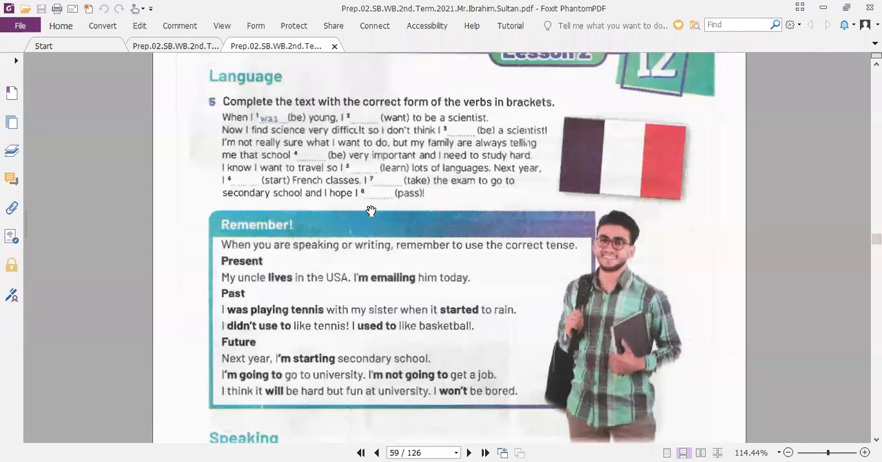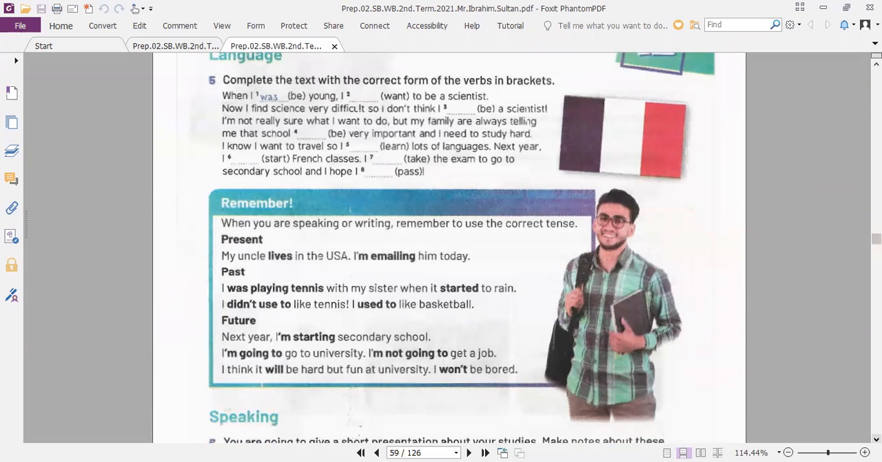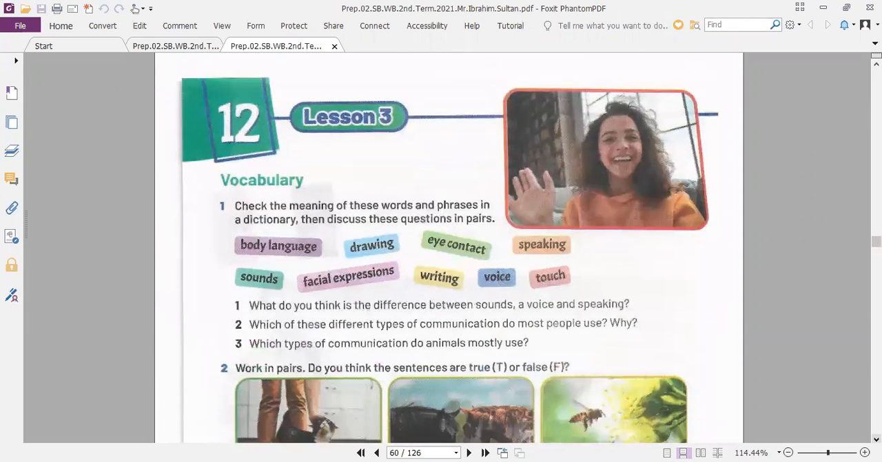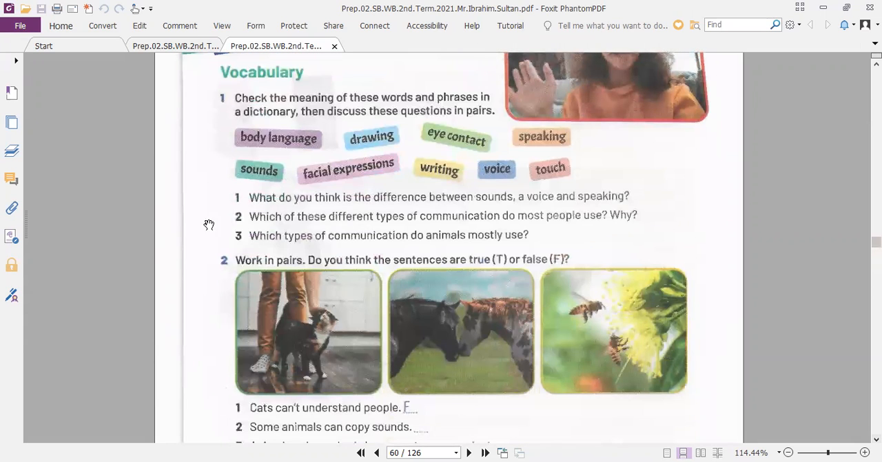Okay. And we have now page 58. And we have some expressions here. We have body language, drawing, eye contact, speaking, sounds, facial expressions, writing, voice, and touch. Okay, what do I mean by body language? Can you tell me what I mean by body language?